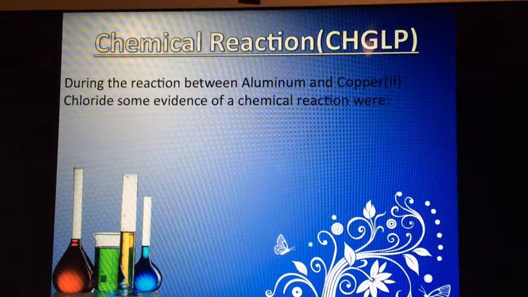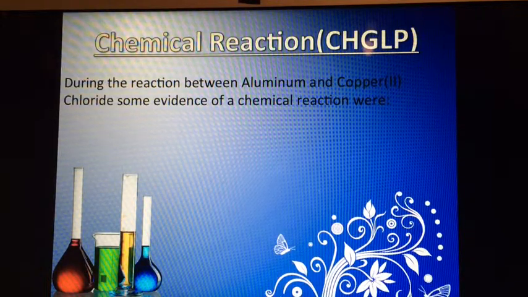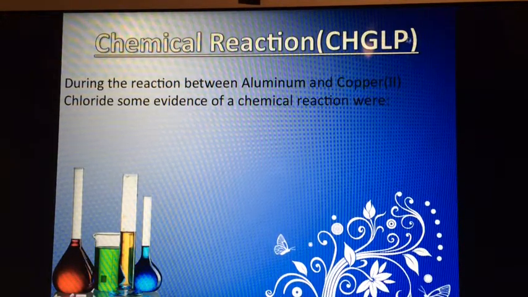Chemical reaction CHANGL. CHANGL states the different types of evidence of chemical reactions that can occur and how to identify what happened. So the C stands for color change, H for heat produced, G for gas produced, L for light produced, and P for solid precipitated.